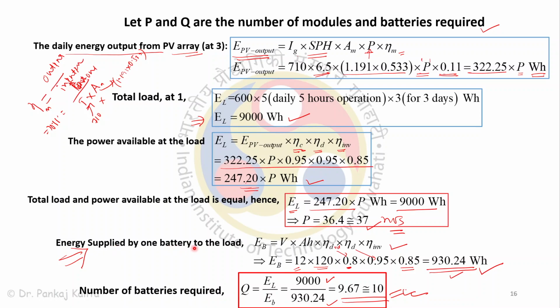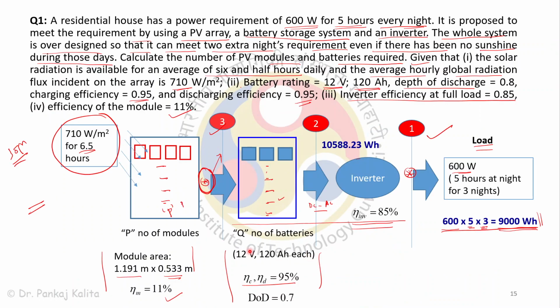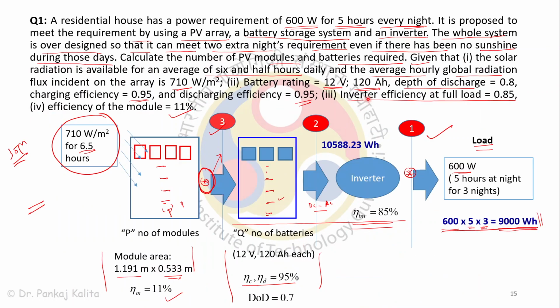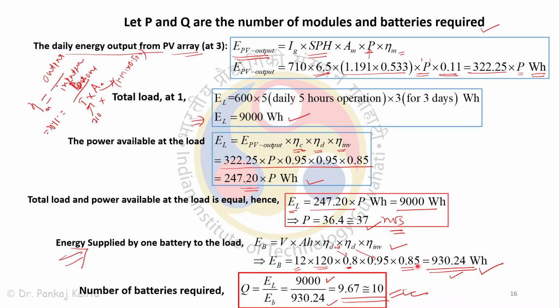Now energy is supplied by one battery to the load. So one battery is there, so we take into account only one battery. So voltage is 12 volt, ampere hour is given as 120 ampere hour, and discharging is given 0.8, charging is given 0.95, and then inverter efficiency given 0.95, and that gives 930.24 watt hour. So the number of batteries required will be EL, that is this 9000, the total load, divided by the load supplied by one battery, it is 9.67, so we will be requiring 10 batteries.